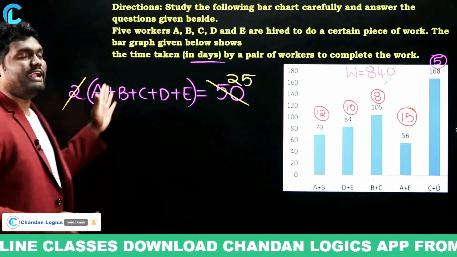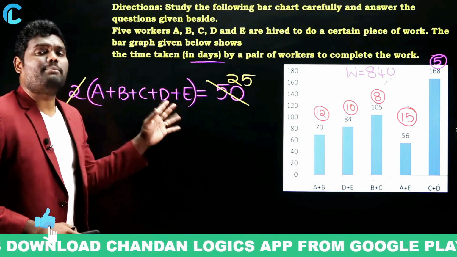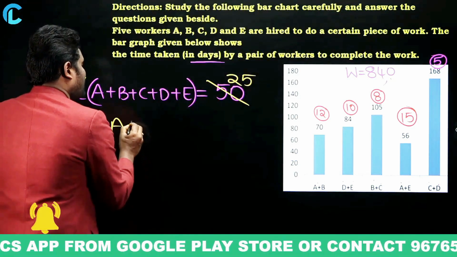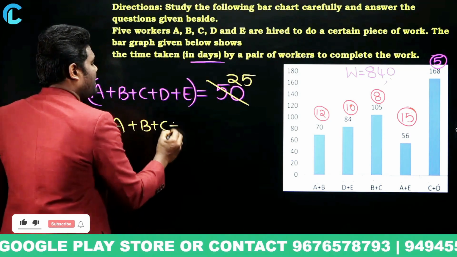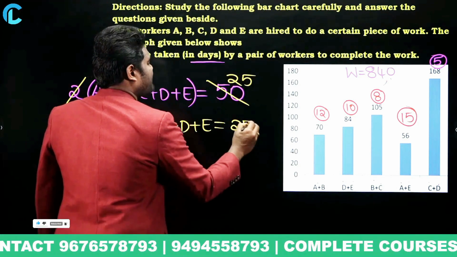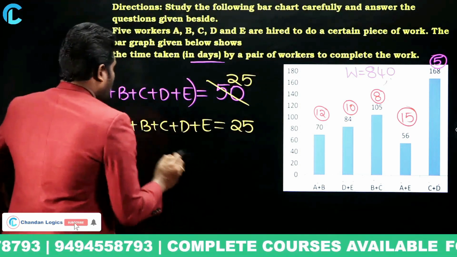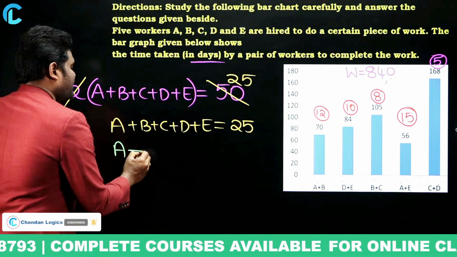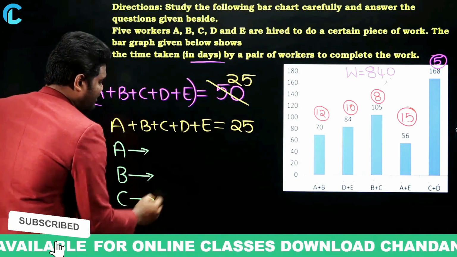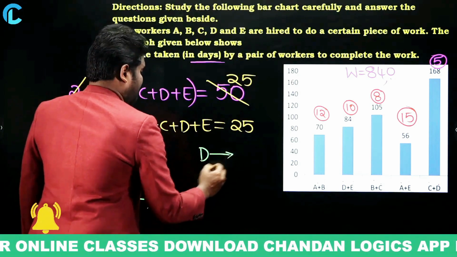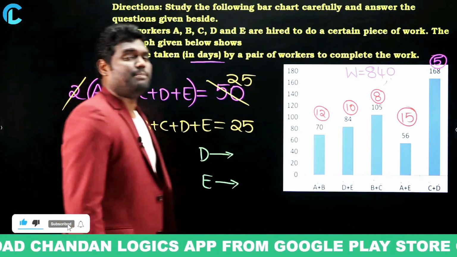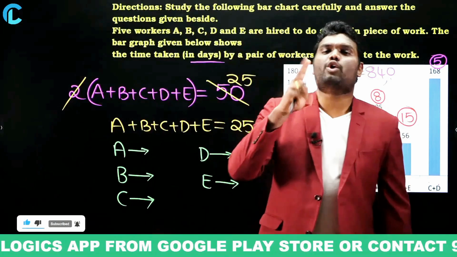Okay. So 2A, 2B, 2C, 2D, 2E means 50. 1A, 1B, 1C, 1D, 1E means only 25. Yes or no? Now from this I can say A plus B plus C plus D plus E equals 25 units in one day. Now using this I can say how many units A will do, B, C, D and E. Once I know A plus B plus C plus D plus E, then automatically I can say A alone, B alone, C alone, D alone, E alone.